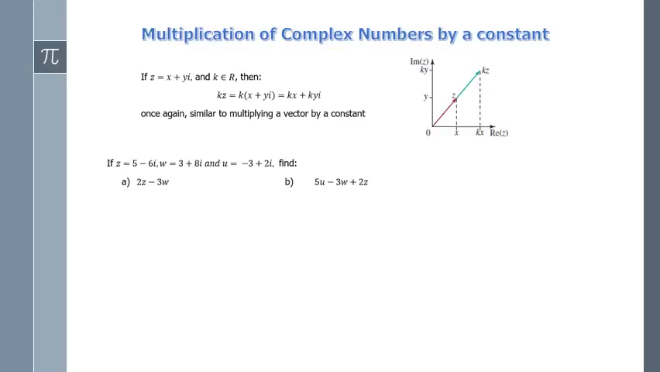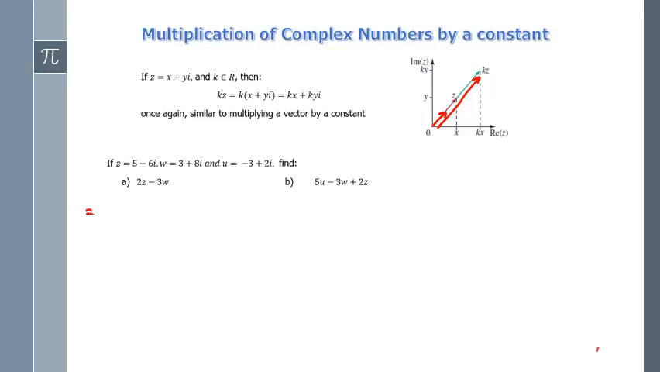Multiplying a complex number by a constant is the same as multiplying a vector by a scalar value. If it's greater than 1, it'll make it longer by the factor that you're multiplying it by. If it's less than 1, it'll make it shorter. So if z is this and I multiply it by half, it's just going to be a half of z. If I multiply it by 2, it'll be 2z. I just put it next to it.